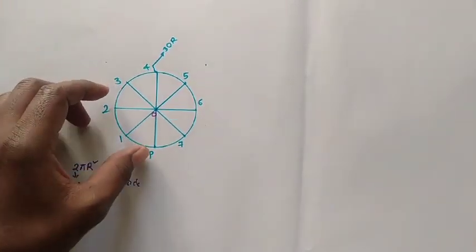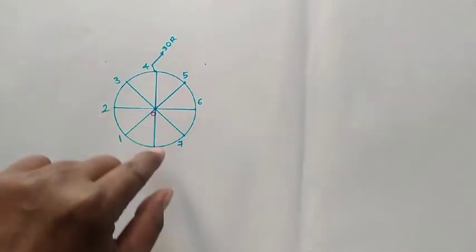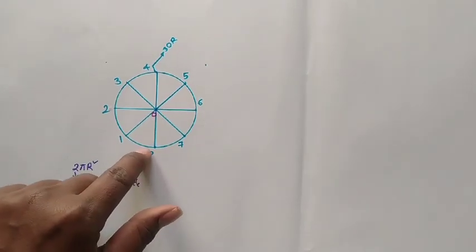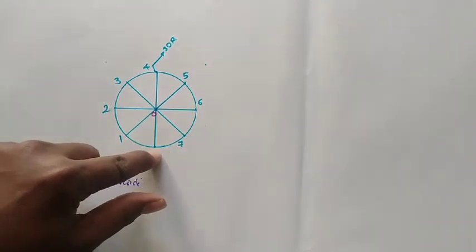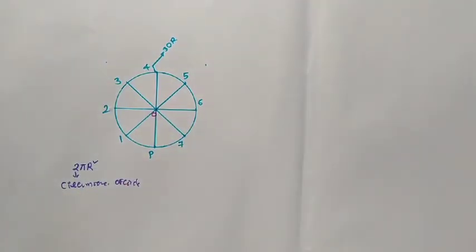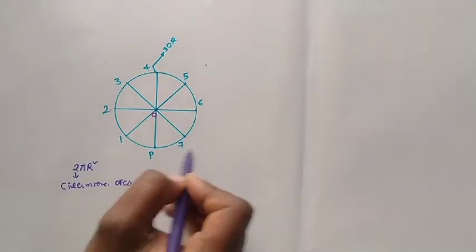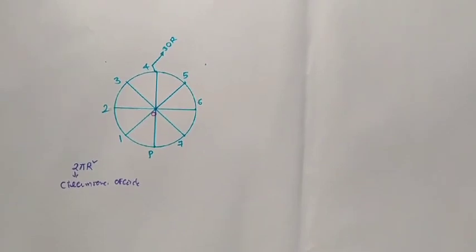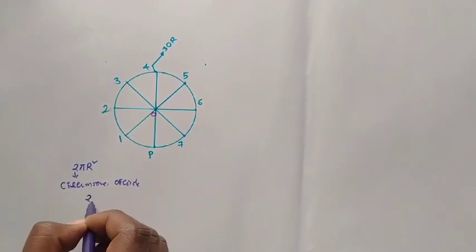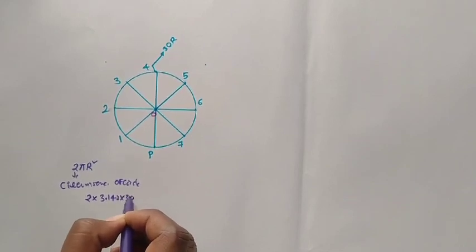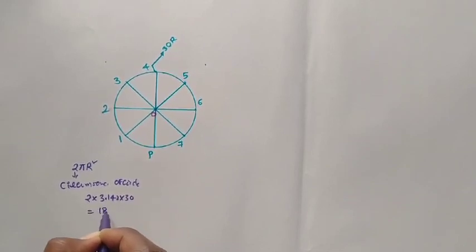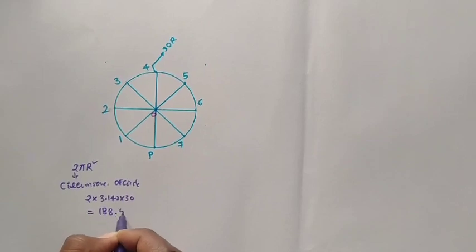When the circle completes its full rolling along its surface on a straight line, this surface is equal to the circumference of the circle. The length of the straight line is equal to 2 pi r, that means 2 into 3.142 into 30, which equals 188.52 mm.